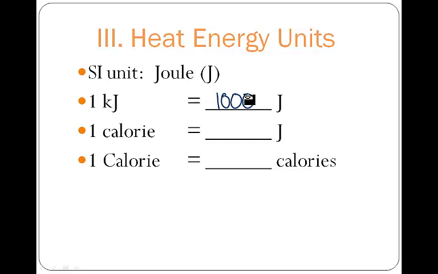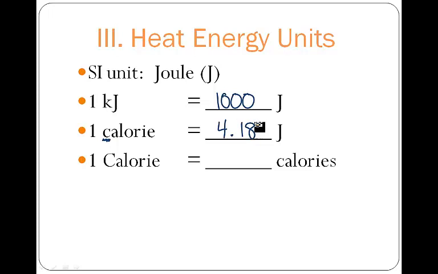I also mentioned that you might see the word calorie. In America, we often use this in food. So if you've looked at a food label before, you've seen calories. Though we'll talk in a minute about how that's different. But in chemistry, if we use calories, it'll be this lowercase c calories. And 1 calorie is actually equal to 4.18 joules.